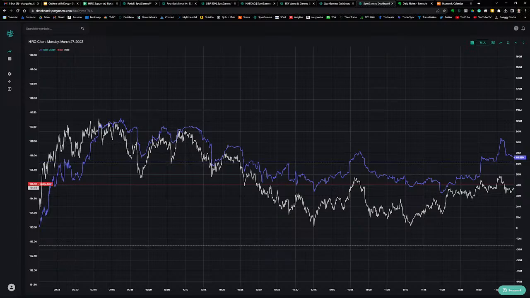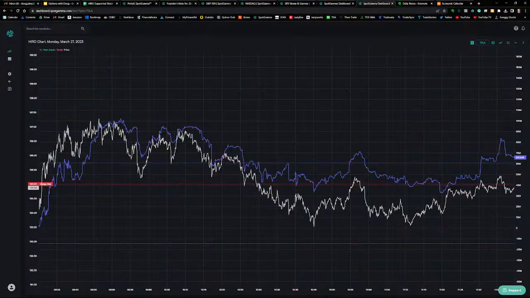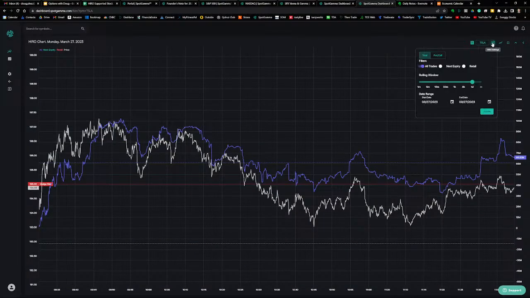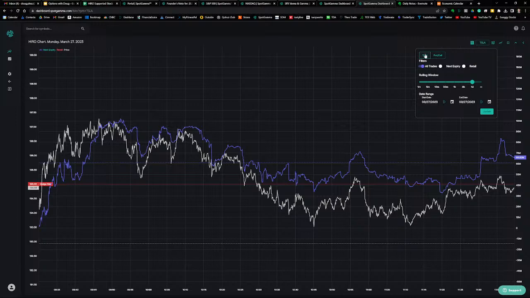So let's go take a look at Bookmap for Tesla. And the play so far today has been a short setup. Let's go back and take a look at Hero. Let's break this out, puts and calls. So really the good short setup started with these lower highs in Hero here at about 10:15.